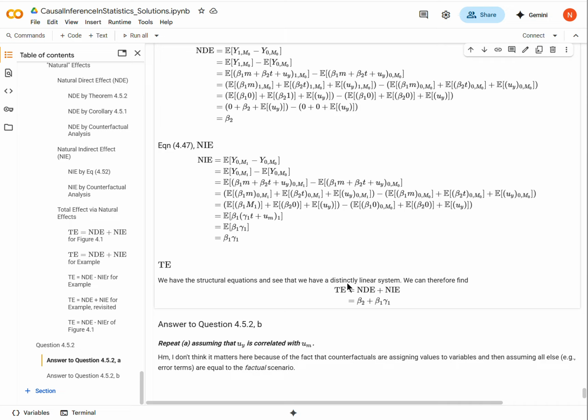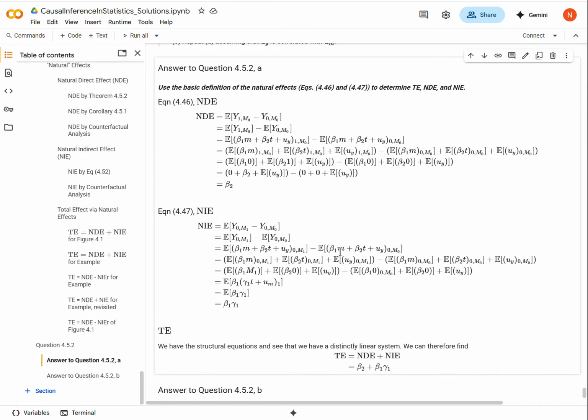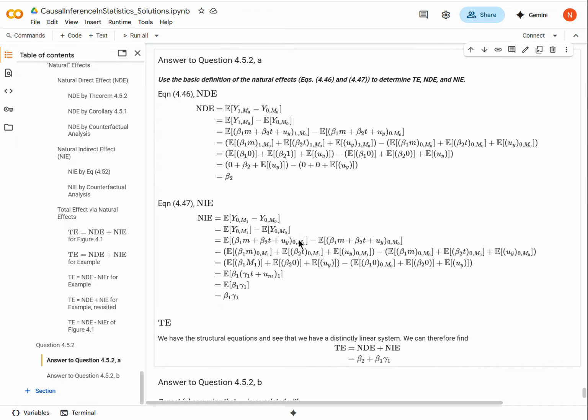the whole idea is that we're assigning hypothetical values to the system and then holding everything else as it was under observation. And so what is everything else? Well, it's the error terms. And so I don't think that it actually matters that the error terms are correlated. I think that's accurate.